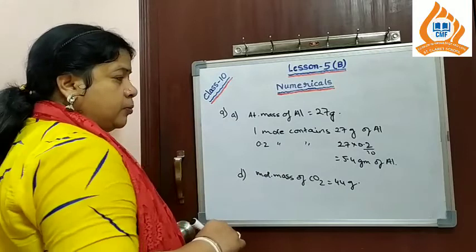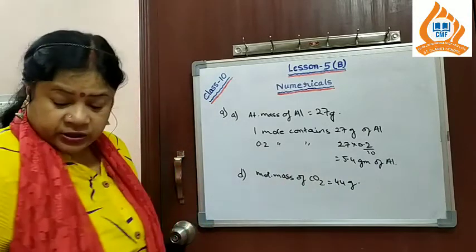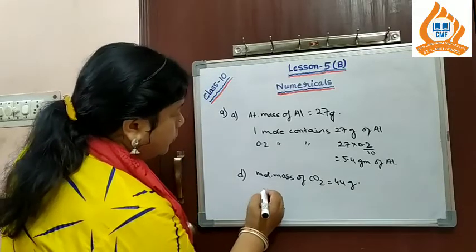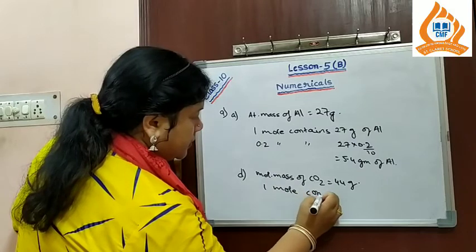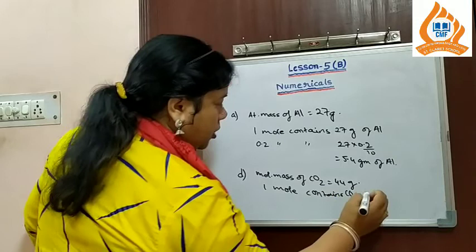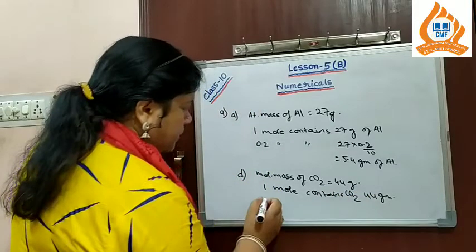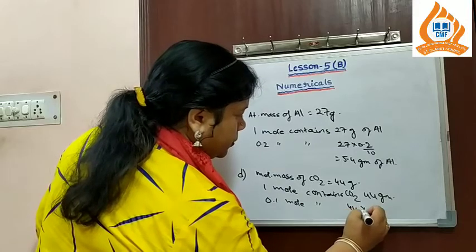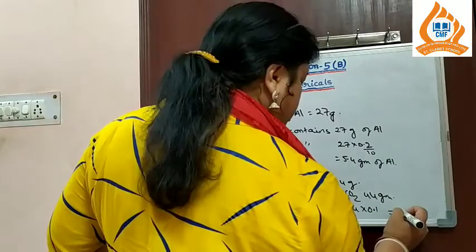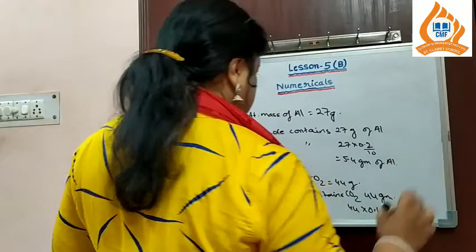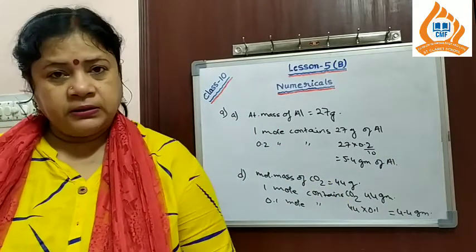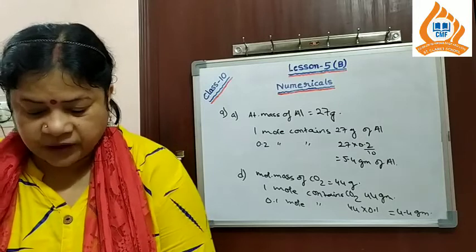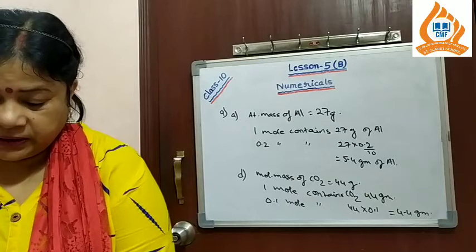Now we know that 1 mole contains 44 gram. And how much is given here? 0.1. So 0.1 will contain how much? So 1 mole contains 44 grams of CO2, and 0.1 mole will contain 44 into 0.1, which is equal to 4.4 grams. Clear? So in this way I have solved 2 for you. Rest of the numericals you solve by yourself. Otherwise all the solutions have been given to you. First you try, then you match it with the answers. This will give you good practice.